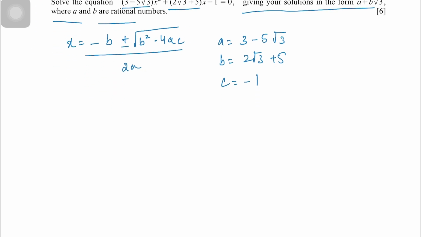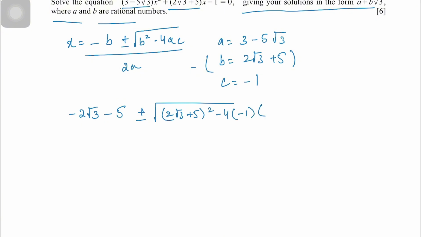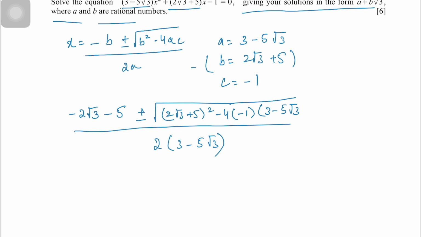written as negative 2 root 3 negative 5. This is basically multiplied by negative, and then the square root would be (2 root 3 plus 5) whole squared, minus 4 times negative 1 times (3 minus 5 root 3), over our 2a, that is 2 into (3 minus 5 root 3). So this is our quadratic formula substitution.